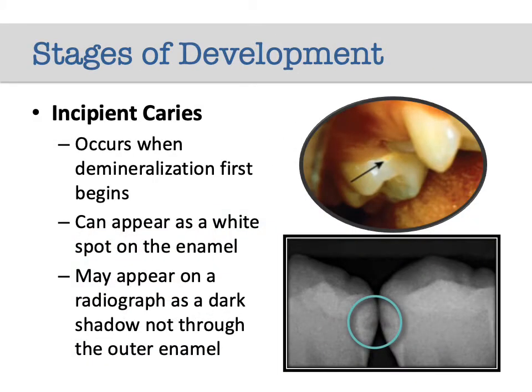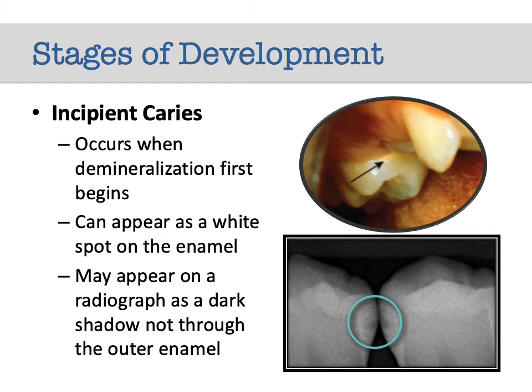Let's take a look now at the stages of development of caries. We start with what are called incipient caries. You can also call these baby cavities. These occur when demineralization is first beginning. They usually appear as a small white spot on the enamel.